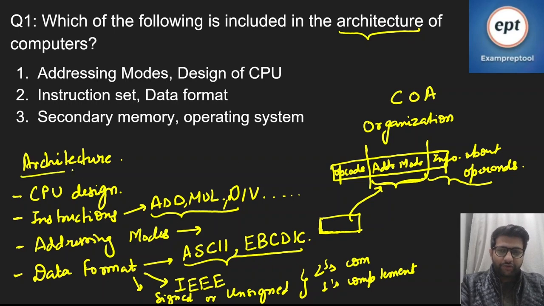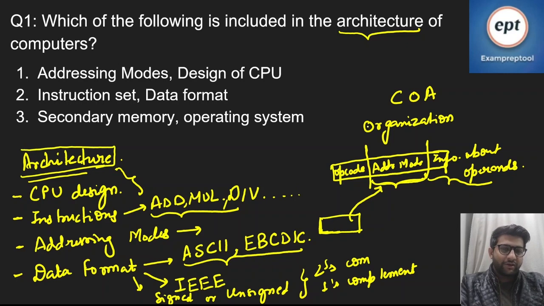So these all information are part of the CPU architecture or computer architecture. So these all are designed by the architect, like what will the design of the CPU, what instruction will the CPU support, what types of addressing mode will the CPU support, how the data will be represented in that particular CPU. So these are part of the architecture.